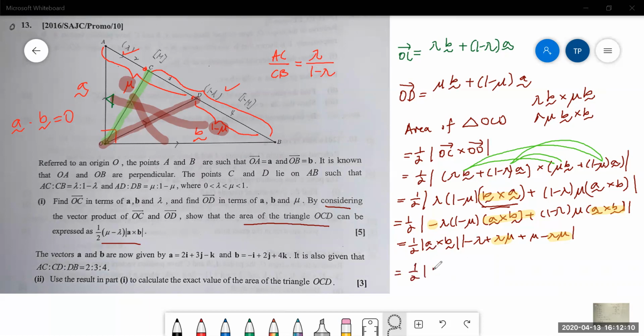Half mod A cross B, mu minus lambda, right? And we know that mu is greater than lambda. How do we know? Because over here we see that they did not put modulus for mu minus lambda. This leads me to question why. Maybe mu minus lambda is really positive. How would I know? Because of this inequality. They say that mu is greater than lambda. So therefore I can just confidently remove the modulus.